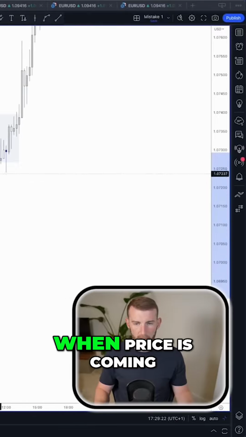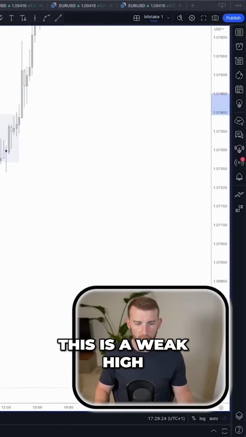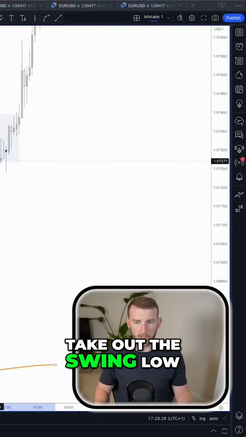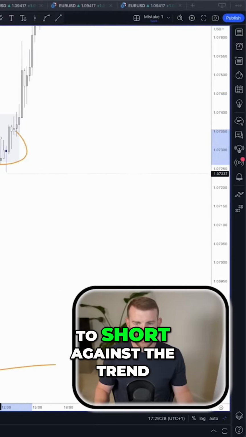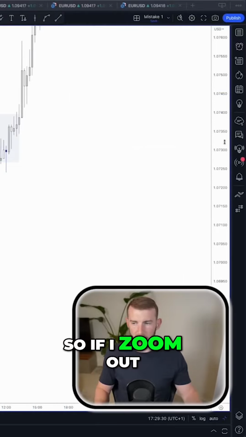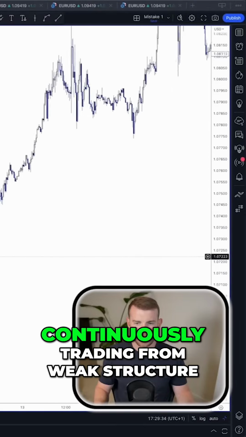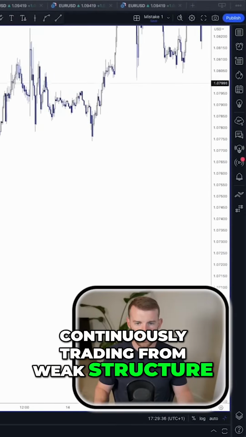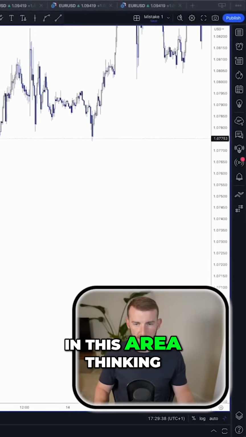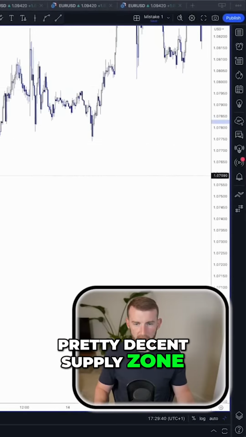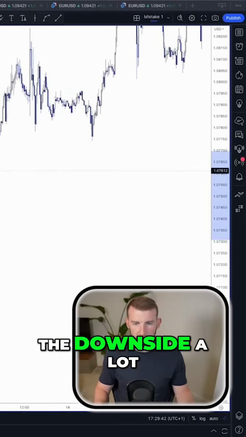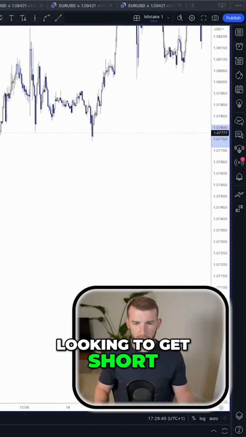So now when price is coming up towards this high, this is a weak high, right? Because it's failed to take out the swing low. So now you're trying to short against the trend. If I zoom out, what you will see a lot of the times is people are continuously trading from weak structure, right? They'll be really zoomed in on this area, thinking, this looks like a pretty decent supply zone. It led to a break of structure to the downside, a lot of momentum, and they're looking to get short from here.